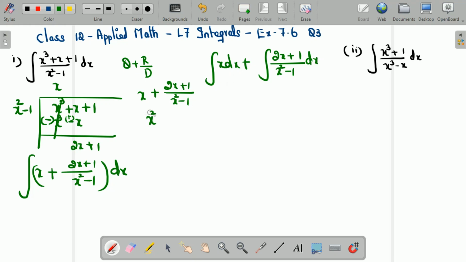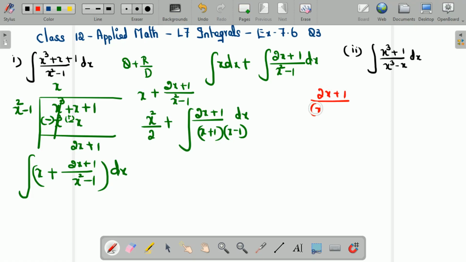So this will become x squared by 2 plus, this time I'm going to break this integration as integral of (2x plus 1) divided by (x plus 1) into (x minus 1). Now this is in the form of a partial fraction. So let's solve the partial fraction before we come and do this integration. So (2x plus 1), the whole thing divided by (x plus 1) into (x minus 1), can be broken into partial fractions as a divided by (x plus 1) plus b divided by (x minus 1).